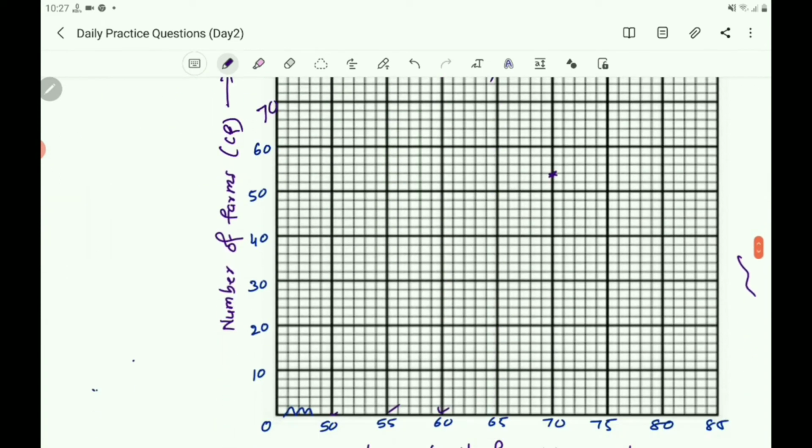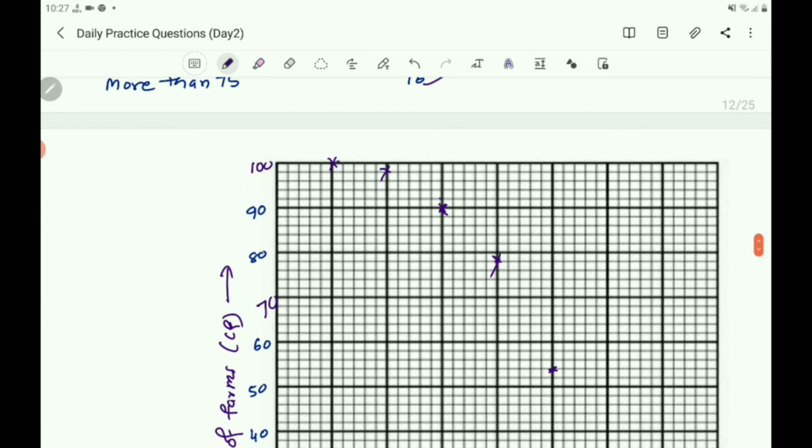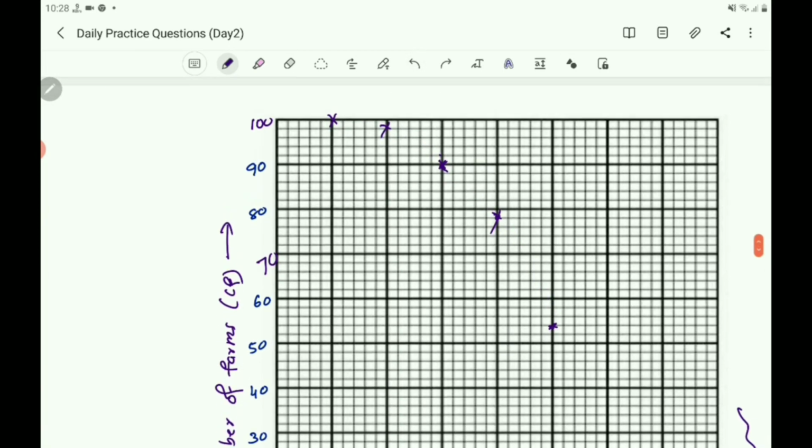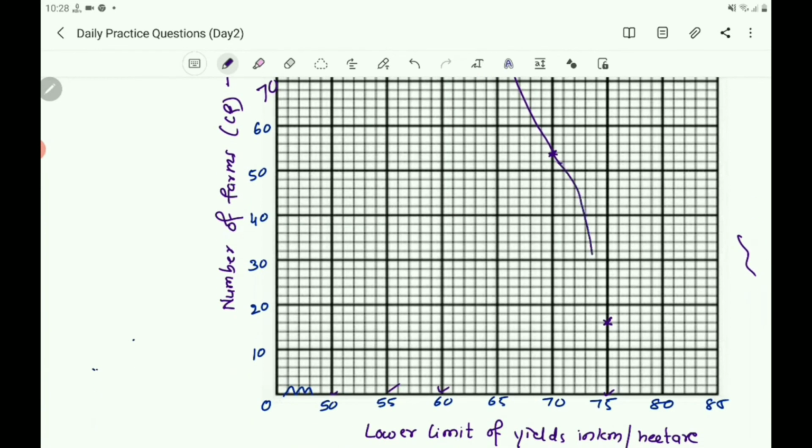75, 16. 75 is here. 16 means 10, 12, 14, 16. Now you join all these points.